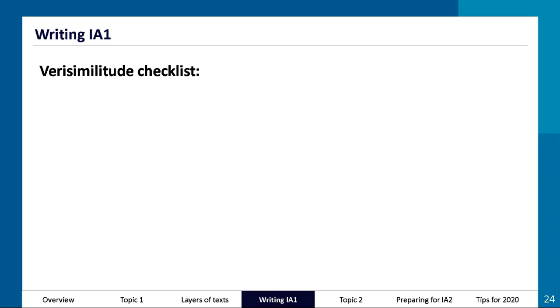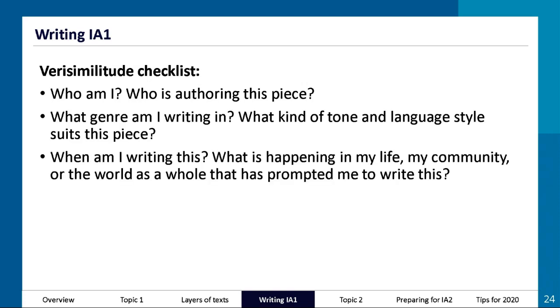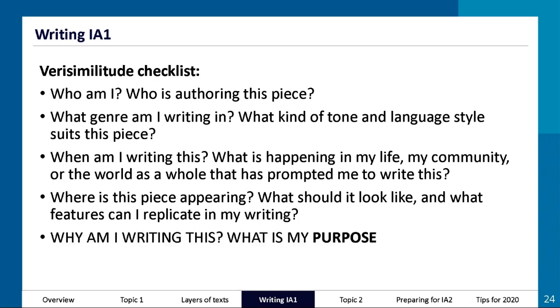Now I'm just going to run through a quick little checklist to make sure your piece has verisimilitude and it is sufficiently believable for your assessor. Who am I? Who is authoring this piece? So we'll do the who, what, when, where, why. What genre am I writing in? What kind of piece is this? What tone and language style should I be using? When am I writing this? What's happened that's prompted it? Where is this piece appearing? So what publication, print, online, who's it being distributed to? And most importantly, why am I writing this? What is my purpose? And what is the point?